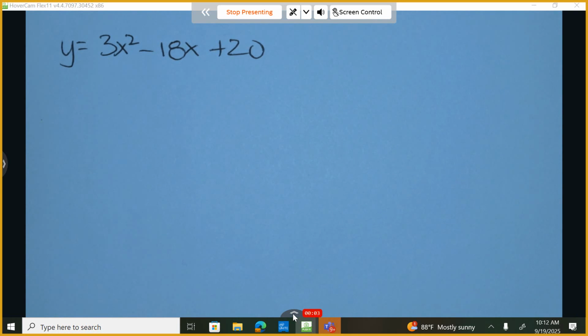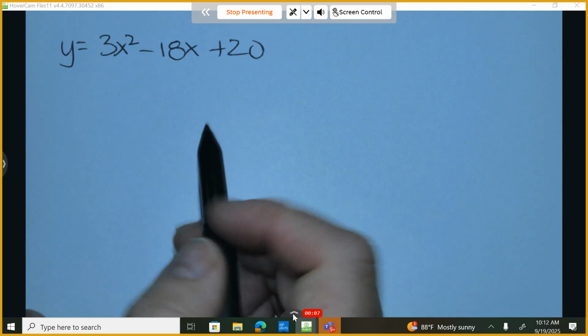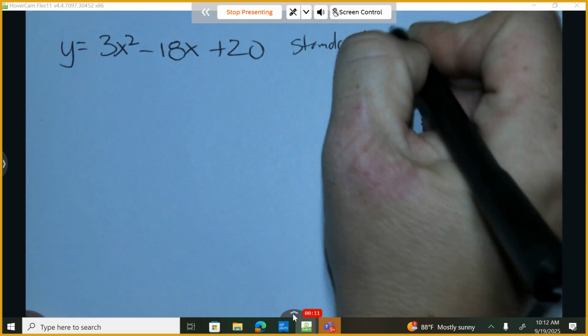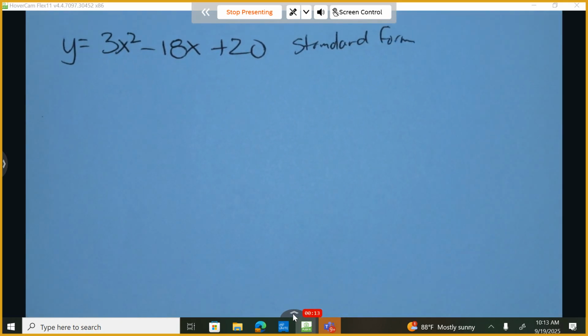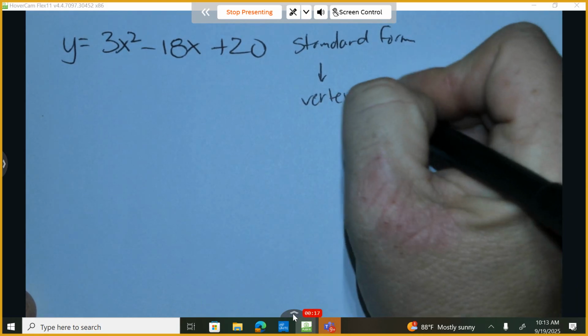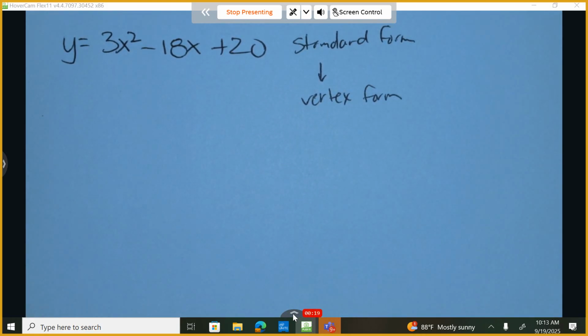So this is in-class learning for Unit 5, Lesson 1. And so the first thing we're going to do is this is called standard form. And we're going to rewrite this in an equivalent form that's called vertex form. How do we do that?